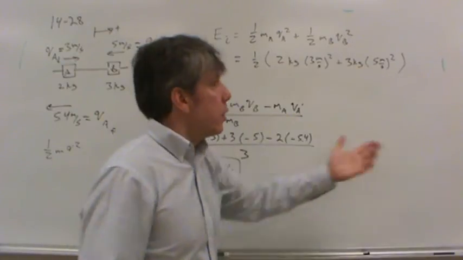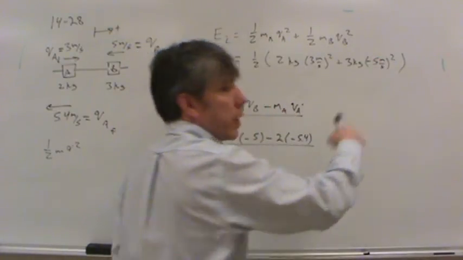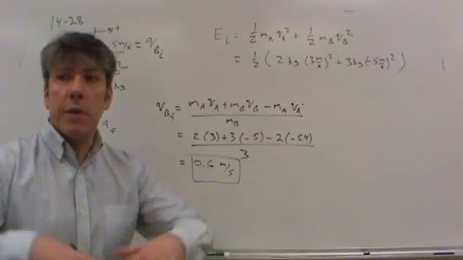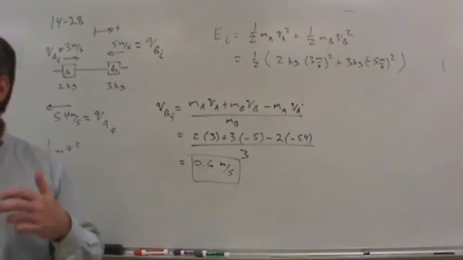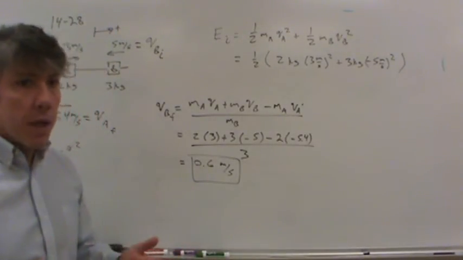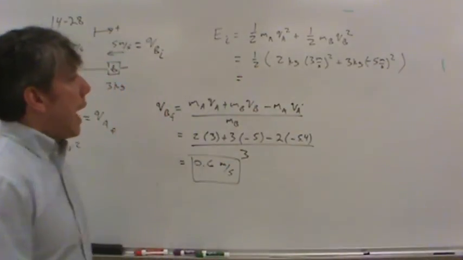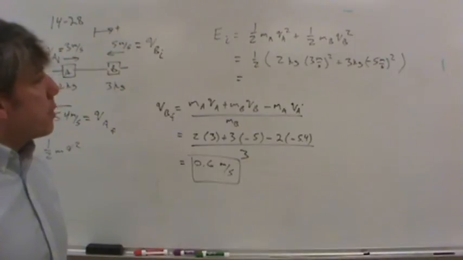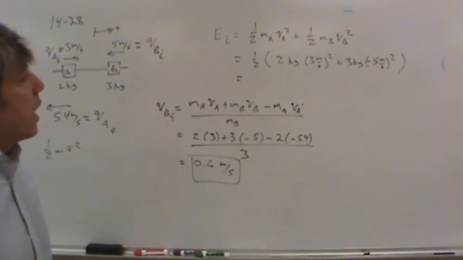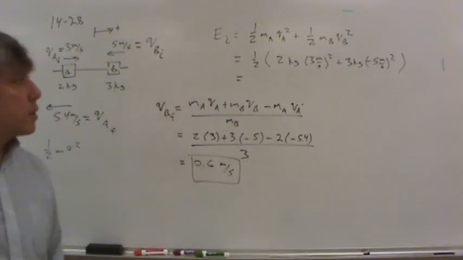Doesn't matter. You could plug it in, but the square is going to get rid of it because we're just saying how much energy the system has. Energy does not have direction, whereas momentum does. Okay? So there's the initial energy. I have not done this part, so why don't you plug these numbers into your calculator for me and let's find out how much energy there was initially in this system.